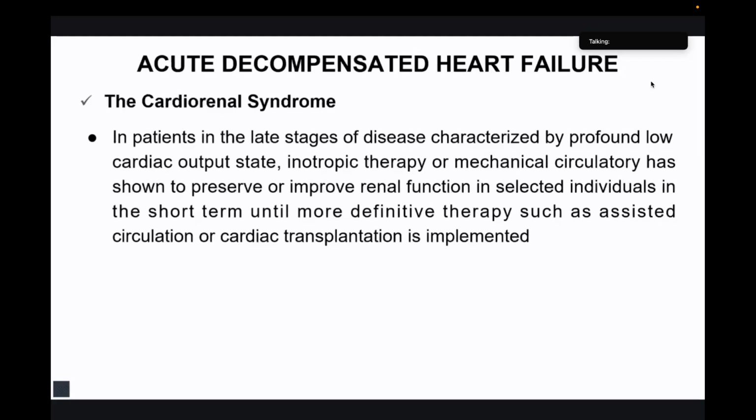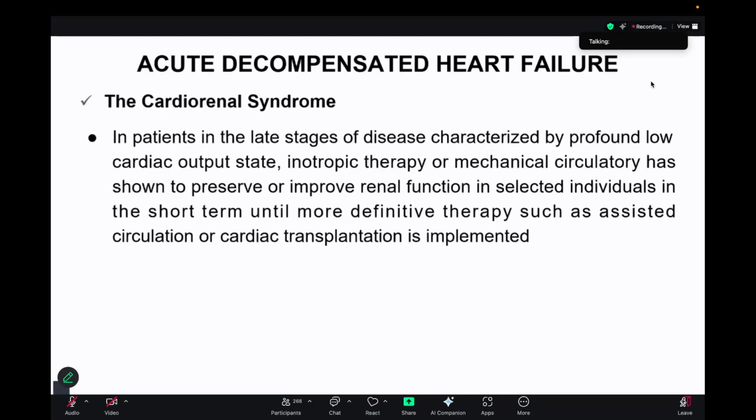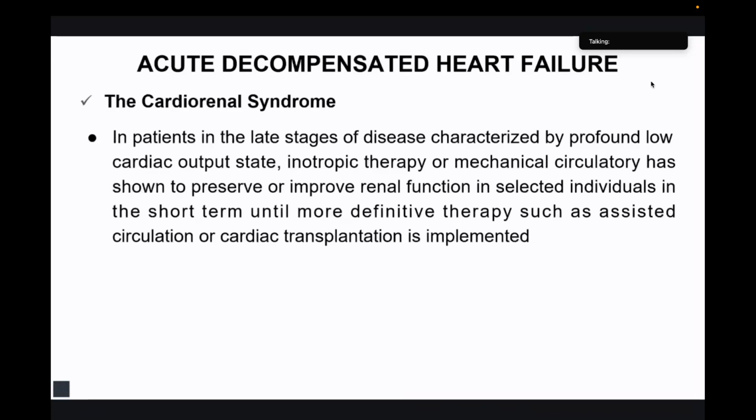In patients in the late stages of disease, which is characterized by profound low cardiac output state, the use of inotropic therapy or mechanical circulatory support has been shown to preserve or improve renal function in selected individuals. This can be given in the short term until more definitive therapy such as an assistive circulatory device or cardiac transplantation is implemented.